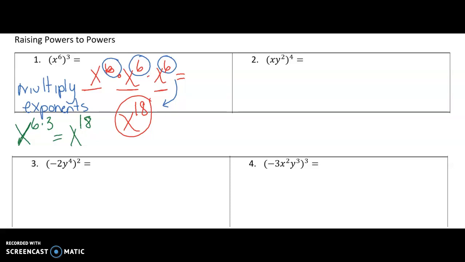Number 2, x y squared to the 4th. Again, I'm going to write it out. How many times do we have everything in the parentheses? Because everything in the parentheses is to the 4th. It's going to be x y to the 2nd times x y to the 2nd times x y to the 2nd times x y to the 2nd.